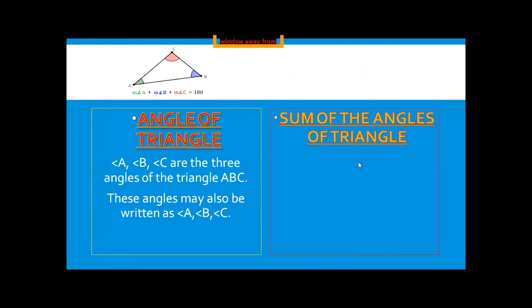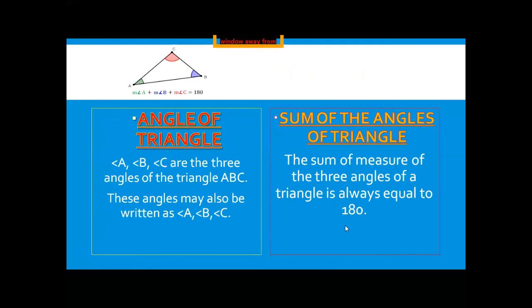Sum of angles of triangle. I have already discussed that the sum of angles of triangle is always equal to 180. It means that angle A, angle B and angle C, the sum of all the angles is always equal to 180. It is never less than or greater than that, like 190, 200, 300. Not this. It always equals 180.